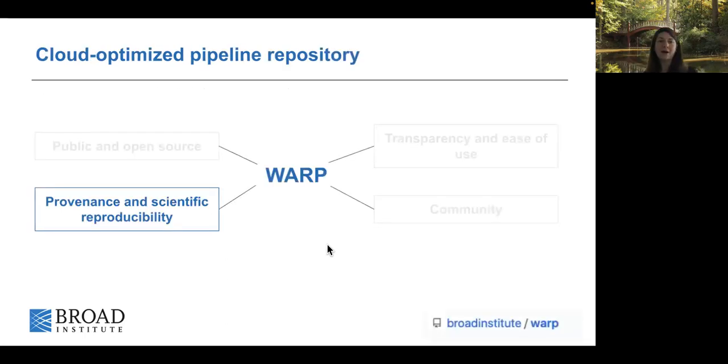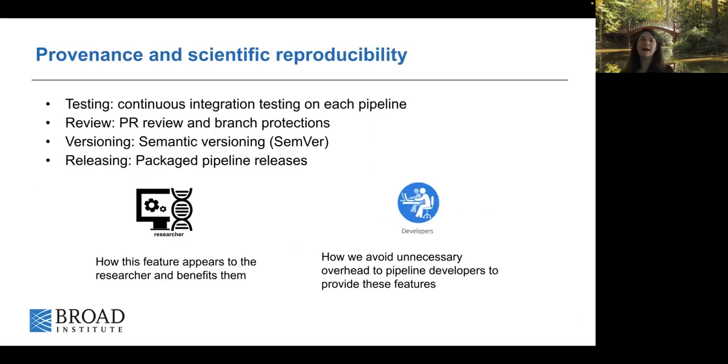Next, I'm going to talk a little bit about how we support provenance and scientific reproducibility. So we have several key features in place to provide researchers information about how the pipelines are changing and to ensure scientific reproducibility. And these features are testing, which we're going to dive more into. So we have continuous integration testing on each pipeline.